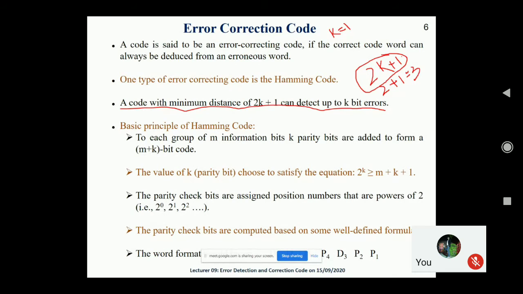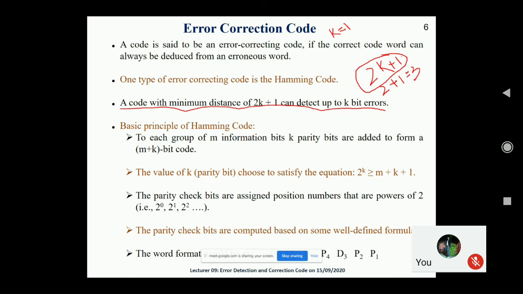But remember, this one is very conceptual. If you are not getting it, then in the next class, when we go for the further part, you will get confused. So this particular concept must be clear. Why k plus 1? Why 2k plus 1?